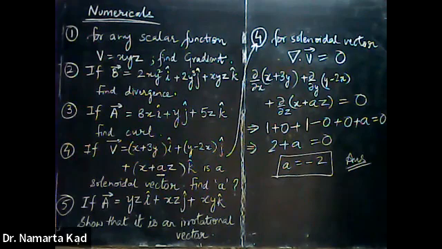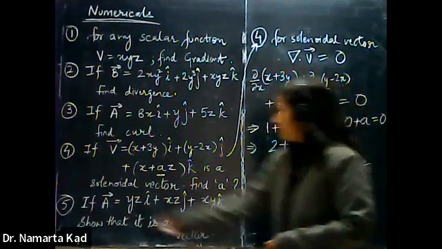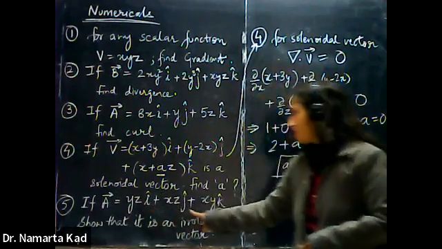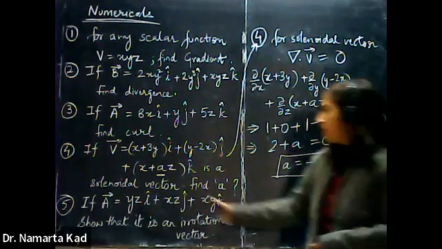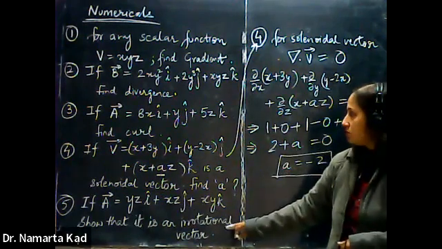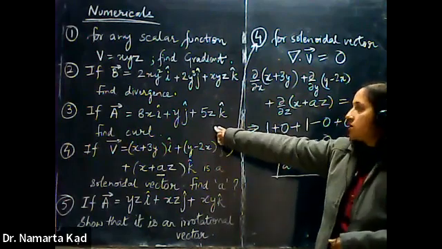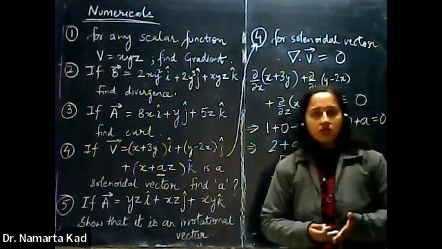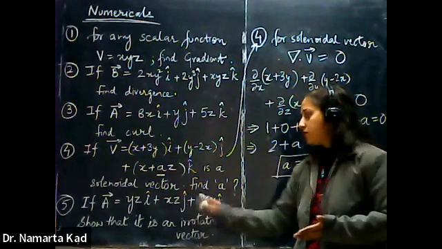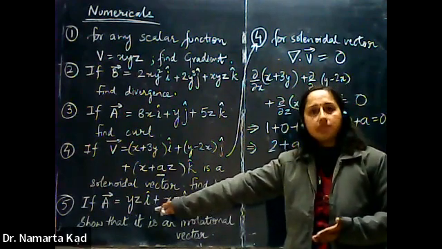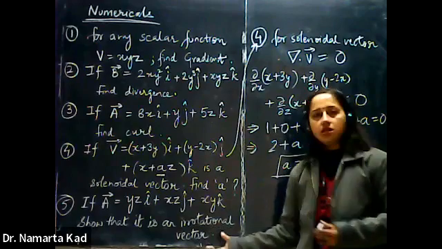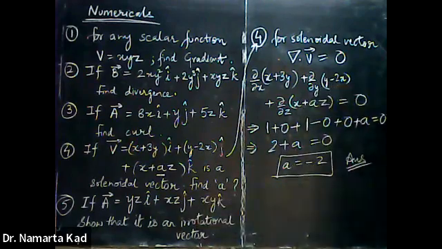Now let's see the fifth question that is written here on the board. The fifth is, a vector is given that is A equals yz i cap plus xz j cap plus xy k cap. Show that it is an irrotational vector. Okay, as we have also found one condition for an irrotational vector in the third question, the condition for an irrotational vector is that its curl is 0. So we just have to solve its curl, that is, do del cross A, and if it comes out to be 0, we have simply proved that it is an irrotational vector. So let's start doing this numerical now.